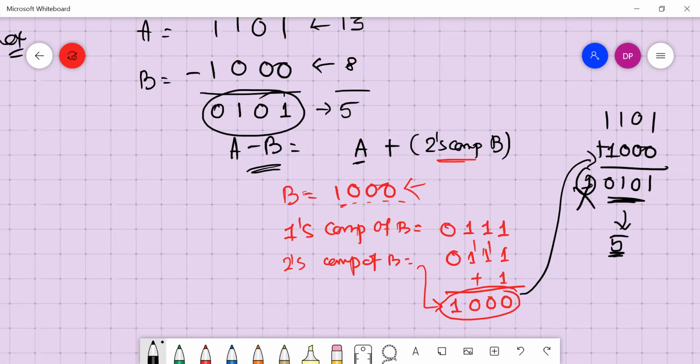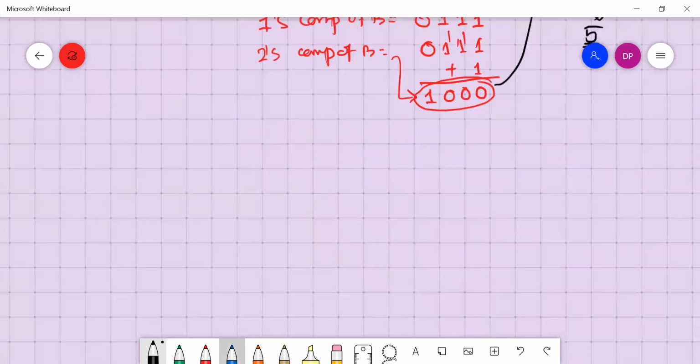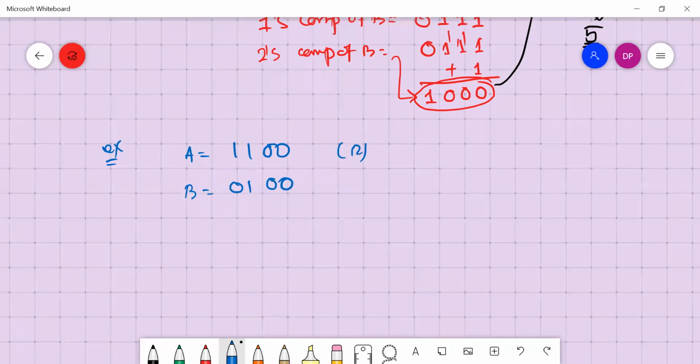Let's quickly take one more example. Then we can go to the parallel subtractor. Let's take A as 1100, decimal 12, and I'm taking B to be equivalent to 0100. This is how much? 1 to 4. So this is 4. The subtraction should give me the answer 8.